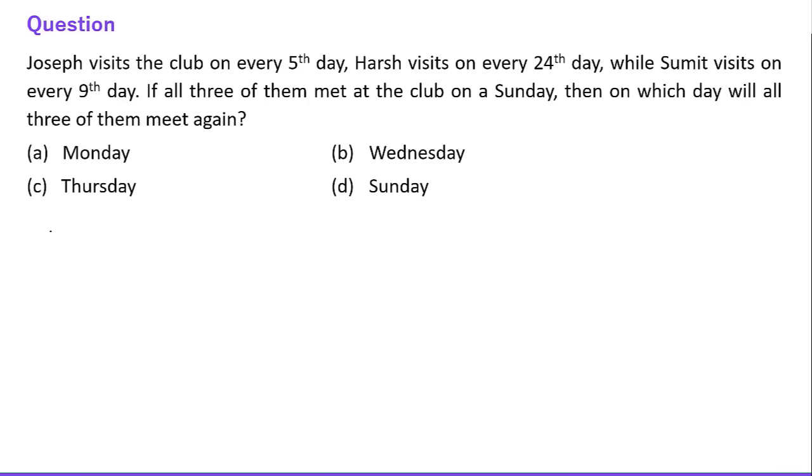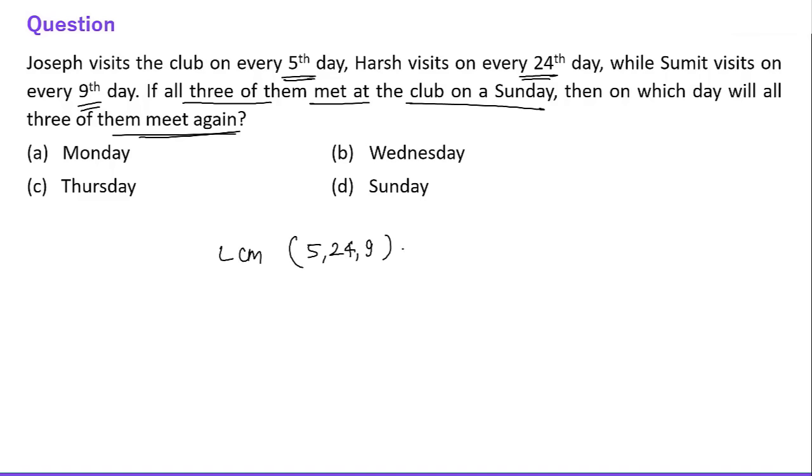Next question says, Joseph visits the club on every fifth day. Harsh visits the club on every 24th day, while Sumit visits on every ninth day. Fine. So 5, 24, and 9. Okay. If all of them met at the club on Sunday, then on which day will all three of them meet again? Okay. Again means after, obviously, the interval of the LCM. Fine. So LCM of 5, 24, and 9 is what?